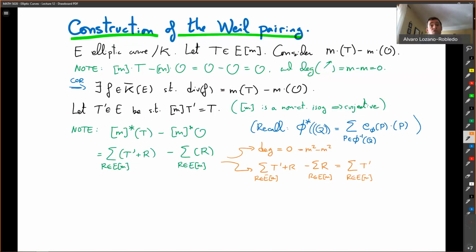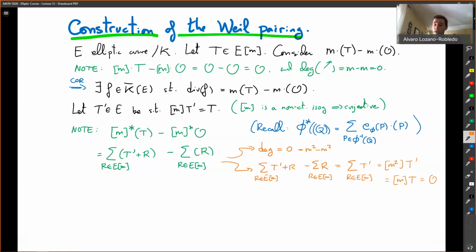Well, there's no R in that sum, so it's just as many copies of T prime as there are points in E[M], but I said there are M squared of those. So this is M squared times T prime. I know that M times T prime is T. So this is M times T. And I know what that is because T was a torsion point of order M. So this is O. Oh, nice. So all the points add up to 0.